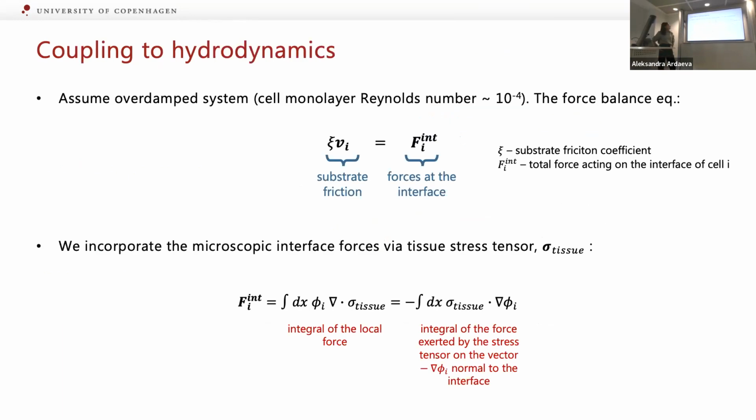We then assume an overdamped system. So we have a substrate friction. We model a cell monolayer on top of a substrate. It also has some friction with it, and it balances the forces that act on the cell's interface. You can add more to this model by, for example, considering adhesion between cells or adhesion between cell and substrate, and this will go into the free energy formulation. And we incorporate the microscopic interface forces through the stress tensor sigma.